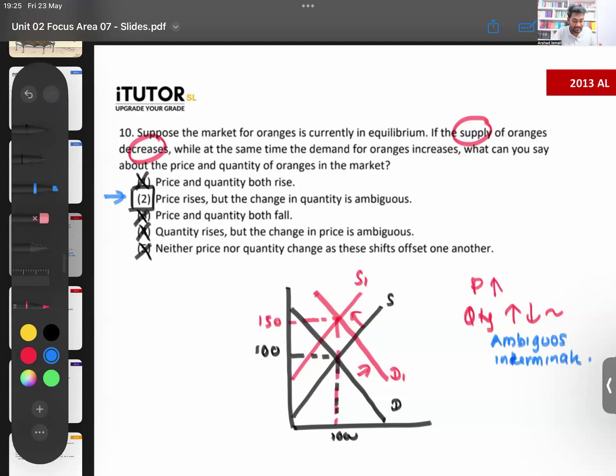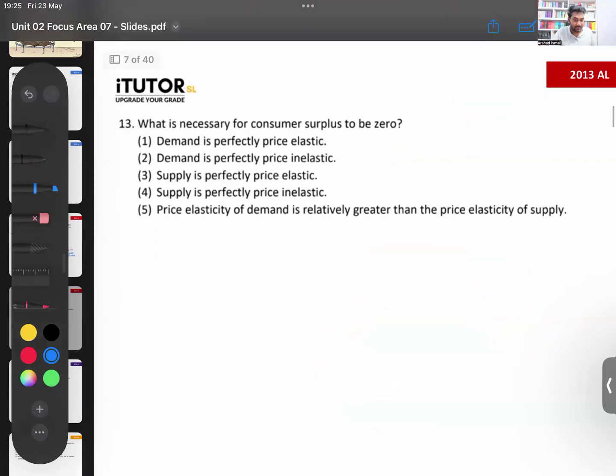That was 2013, question number 10. Now these things, pick up these points. There are questions like this repeated in the future as well. Going to the next, 2013, question number 13. If the demand increases, we have to draw right. Increase means a rightward shift, correct. Okay. What is necessary for consumer surplus to be 0?